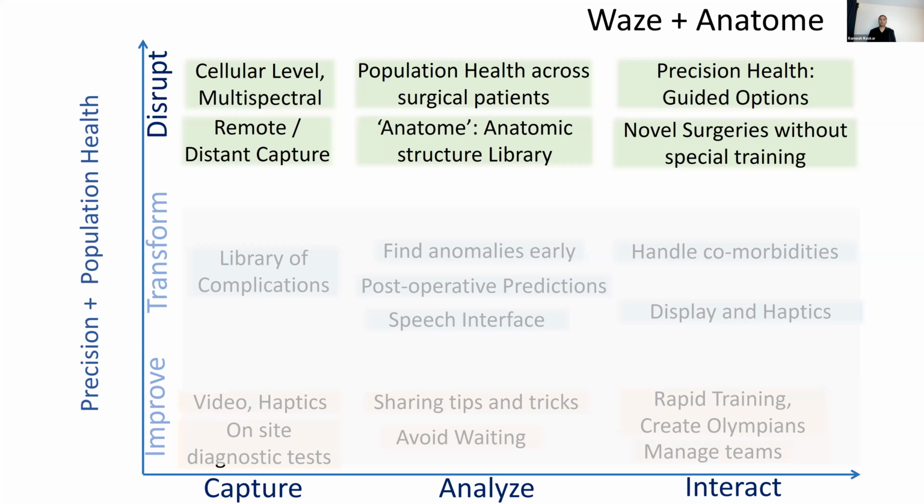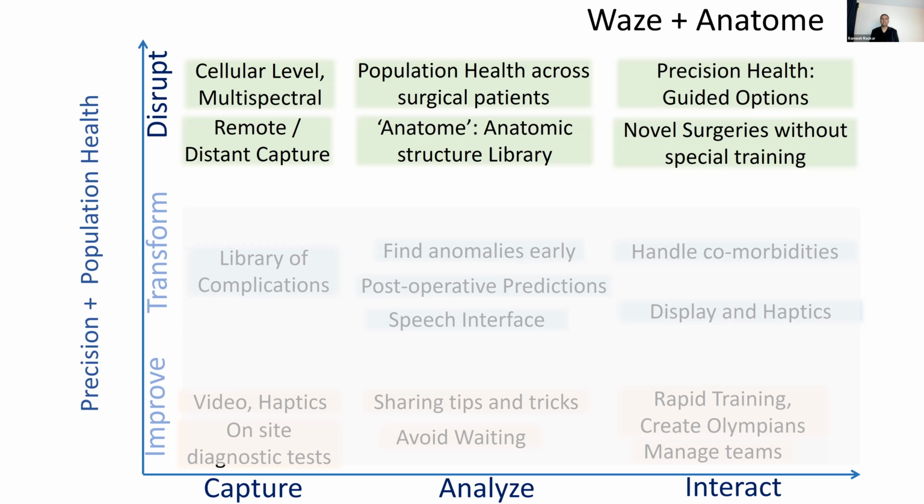So if you have the anatome recorded at cellular level or a mesoscopic level, then we can start capturing in real time during the surgery and before, the cellular level multispectral understanding of those anatomical parts. You can have a remote capture or a distant capture. You don't have to be right in contact with it.